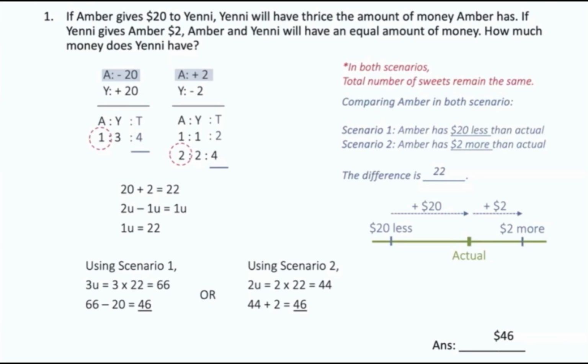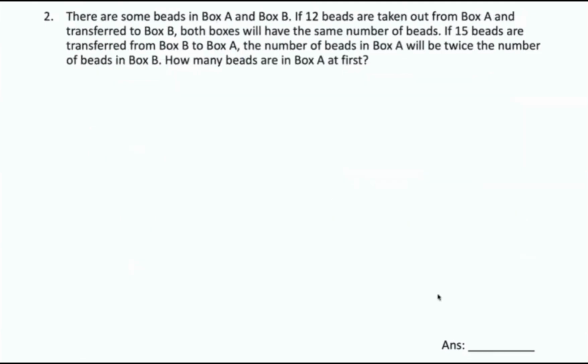Now, question number 2, everybody. There are some bits in box A and box B. If 12 bits are taken out from box A and transferred to box B, both boxes will have the same number of bits. If 15 bits are transferred from box B to box A, the number of bits in box A will be twice the number of bits in box B. Chunk of words, right? So break it down into 2 scenarios.